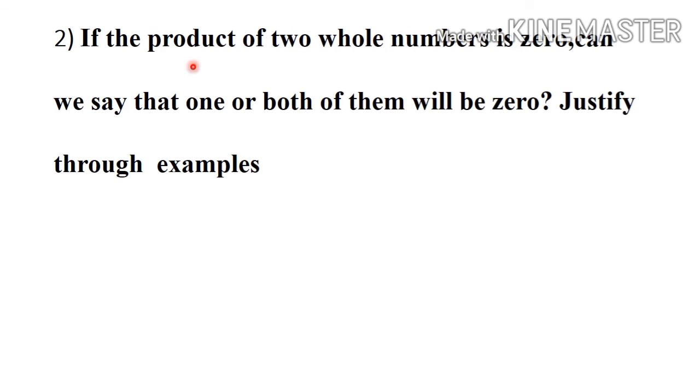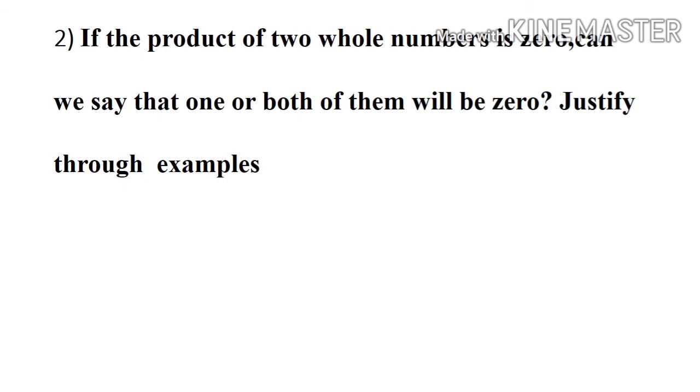So two numbers, when you multiply, the answer is 0. Can we say that one or both of the numbers will be 0? They are saying, when you take two whole numbers, here I am taking the first number as A and the second number as B, and I am multiplying A into B. I am getting the answer 0, and they are asking whether A can be 0 or B can be 0 or both are 0.